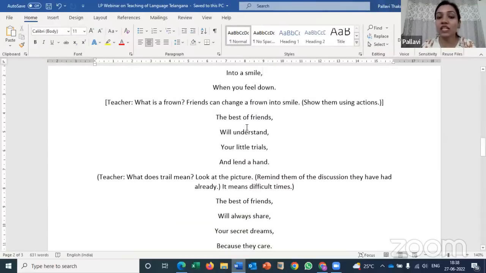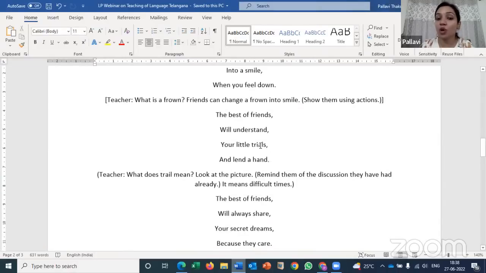"The best of friends will understand your little trials and lend a hand." Here again, you've already introduced them to the word trials. You've already used the word lend in the pre-reading activity that you did. So this is a good point where you can just say your little trials, your little difficulties that you face in life, your friends lend their hand to you at that point of time.